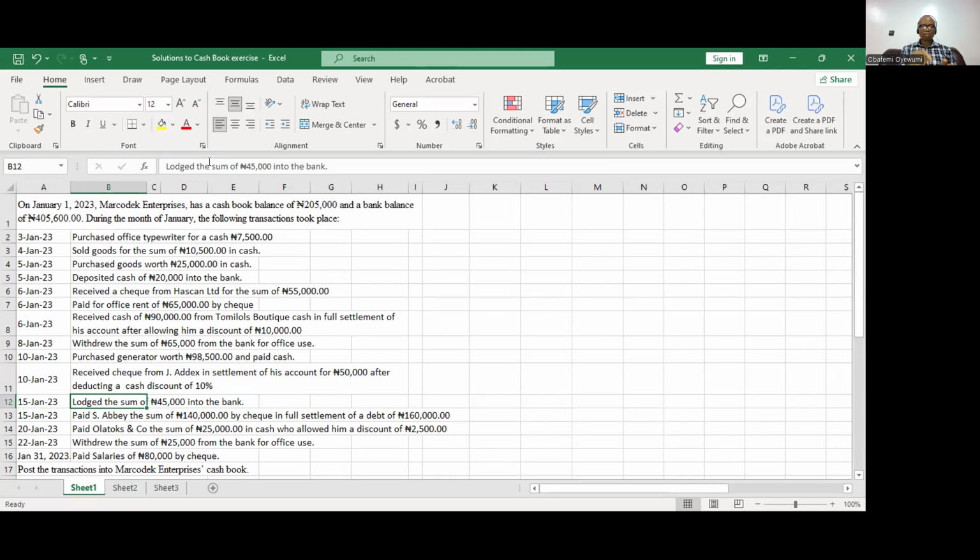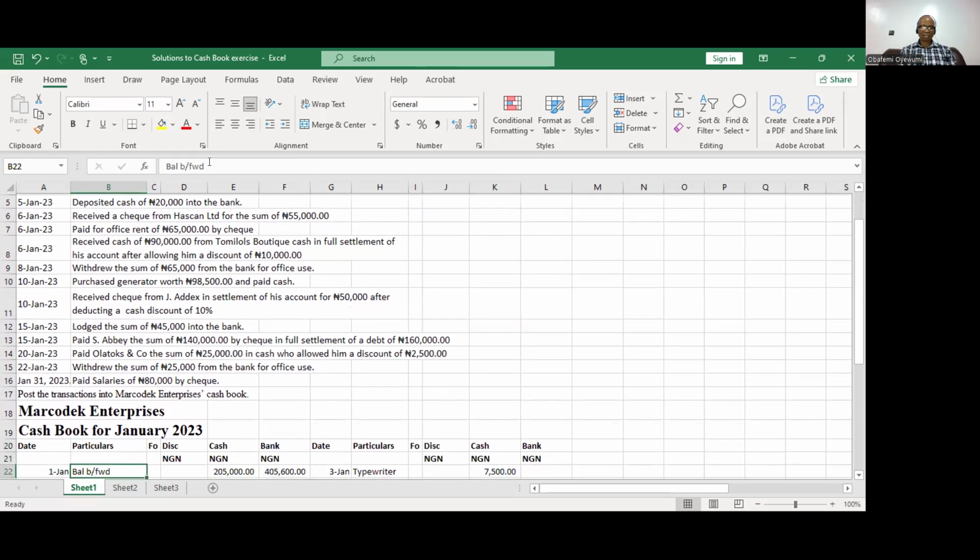This one says, lodge the sum of 45,000 into the bank. Where did the money come from? It came from the office. It came from the till. It came from the safe. So it must have been inside the office. So they are taking it to the bank to go and lodge. So in this case now, it's a contra entry.